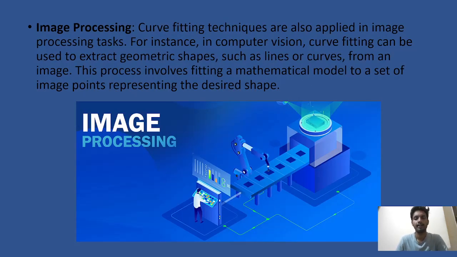Image processing. Curve fitting techniques are also applied in image processing tasks. For instance, in computer vision, curve fitting can be used to extract geometric shapes. Geometric shapes include circles, squares, rectangles, triangles, and many other things, and also lines or curves from an image. So in an image you can extract many different shapes, the lines, the curves, and many other things with the help of curve fitting. This process involves fitting a mathematical model to a set of image points representing the desired shape.